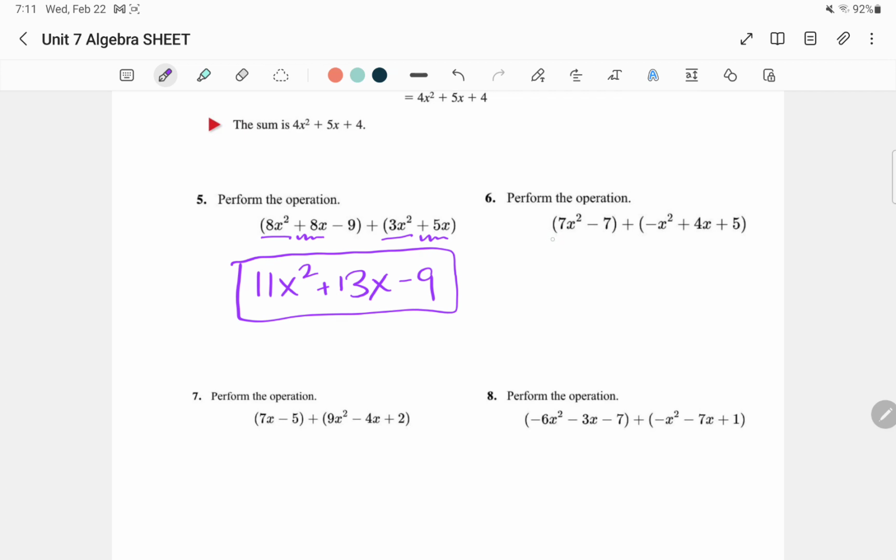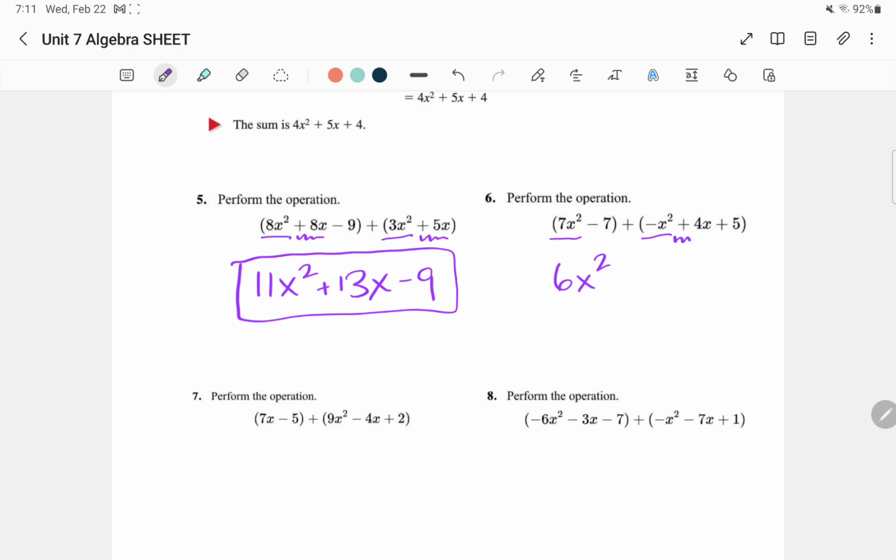All right, so number 6, I'm going to go ahead and start with 7x squared, my x squareds. So 7x squared is underlined, and also negative x squared. So those are my like terms I'm going to combine. Then I'm going to add or subtract the coefficient. There's an invisible negative 1 there in front of the x squared. So 7 minus 1 gives me 6. So 6x squared.